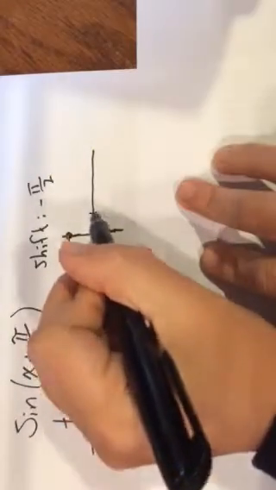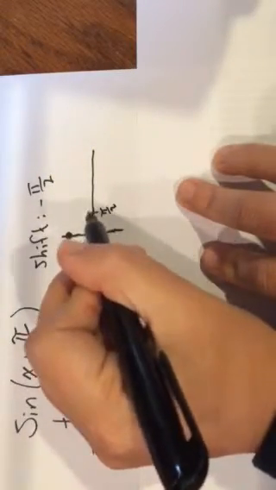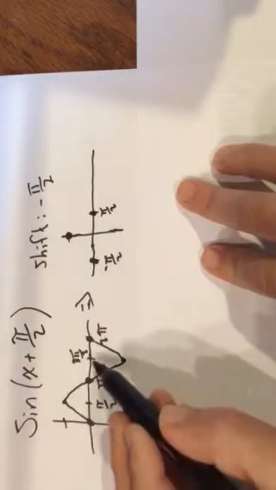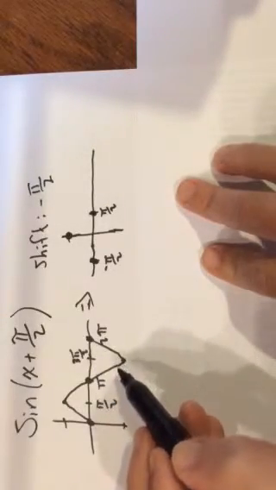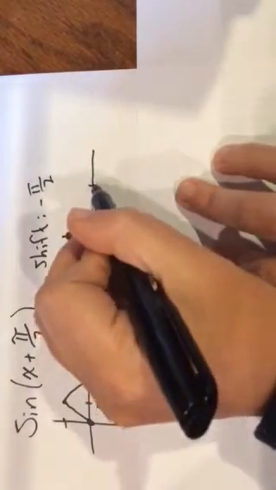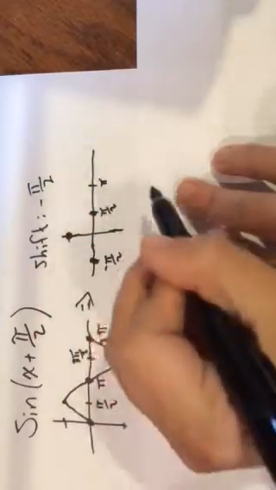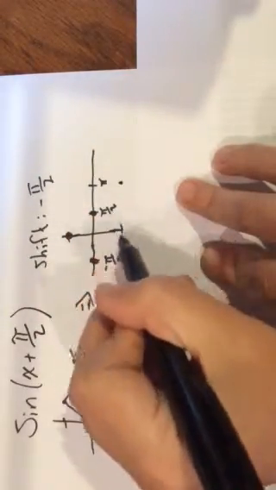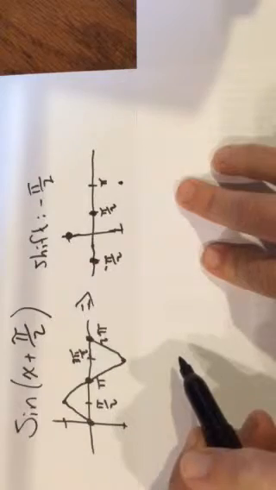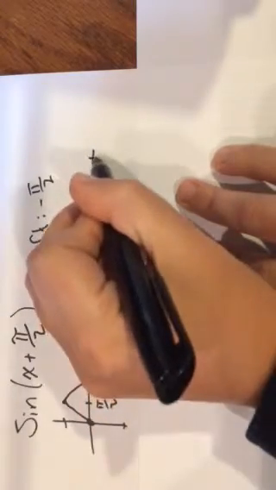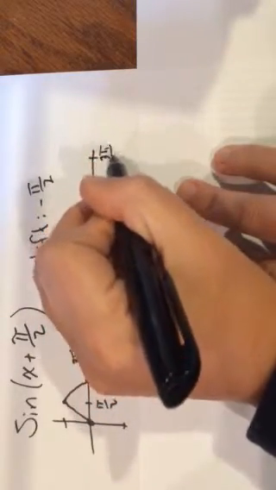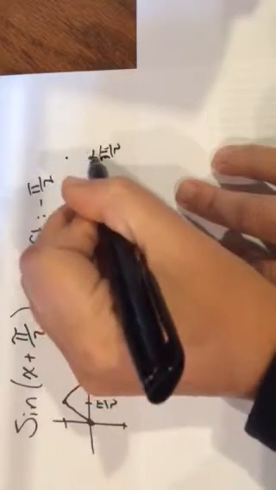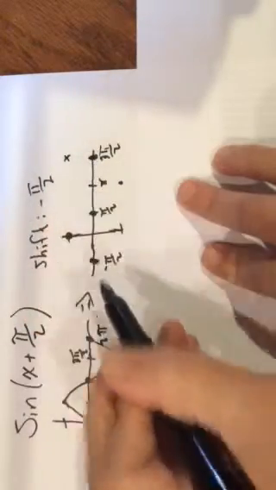Pi minus pi over 2 is pi over 2. It's going to go through 0 there. 3 pi over 2 minus pi over 2 would be 2 pi over 2. So pi is going to hit the lowest there at negative 1. And 2 pi minus pi over 2 is 3 pi over 2. So it's going to get back to 0 there.